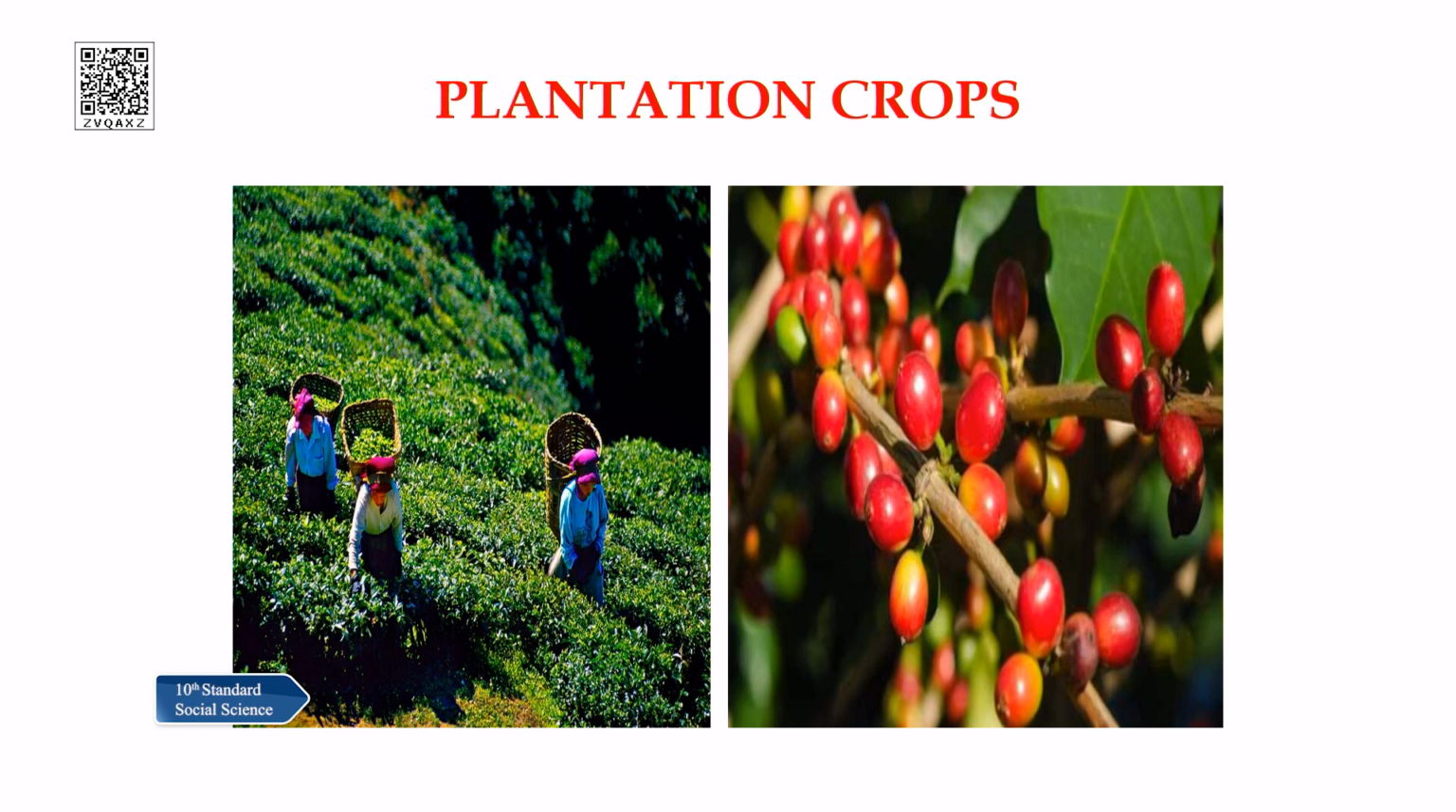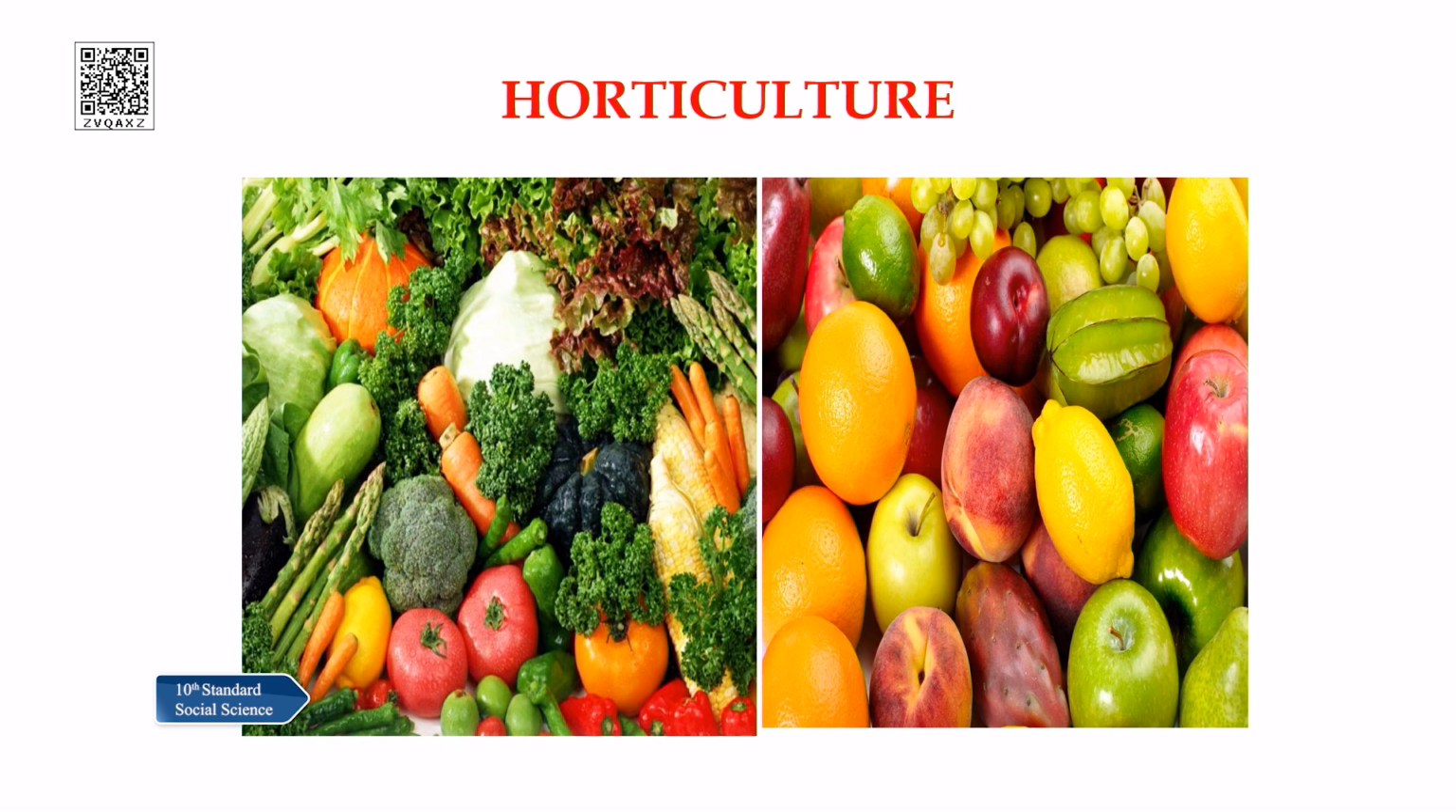Next we have plantation crops. Here we have tea, coffee, rubber. Now they can be grown on the slopes of the hills. Horticulture: in this we have fruits, vegetables and flowers.